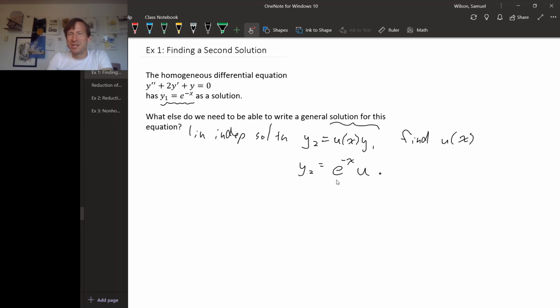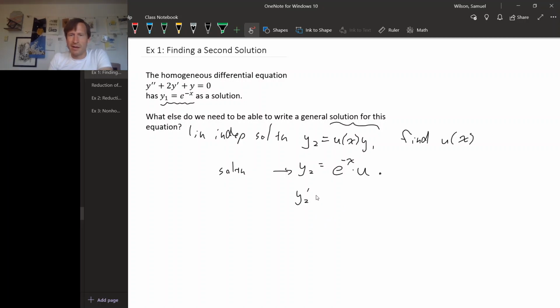But what do we know about u? Well, this y sub 2 is supposed to be a solution to the differential equation. So that means we could plug this into the differential equation. And that would give us some other equation that maybe will tell us what u is. So let's try to plug y sub 2 into this differential equation. We're going to have to start by computing some derivatives. And keep in mind as we compute these derivatives that u is really a function of x. So there's a product of two functions of x here, so we're going to have to use the product rule.